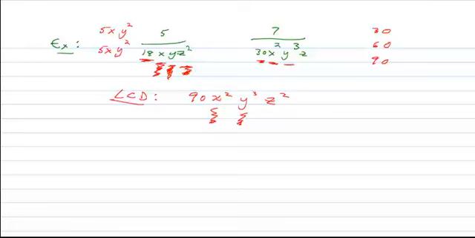I have 2 factors of z here. How many do I need? 2 of them. So I don't need any more z's. So I'm not going to multiply by z. Okay, so what do we wind up with? Well, 5xy squared times 5 gives me 25xy squared. That's my first numerator. And of course, the denominator should be the LCD.